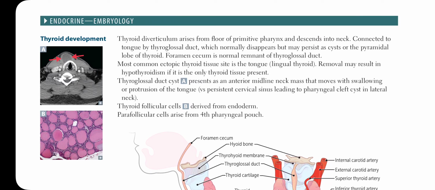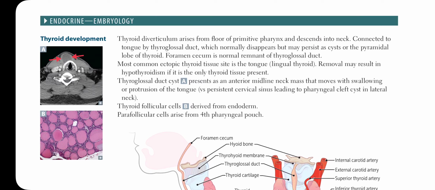Now compare it with persistent cervical sinus leading to pharyngeal cleft cyst. This is a cyst that is present on the lateral side of the neck. So comparing thyroglossal duct cyst to persistent cervical sinus leading to pharyngeal cleft cyst, thyroglossal duct cyst is anterior, compared to pharyngeal cleft cyst, which is lateral.